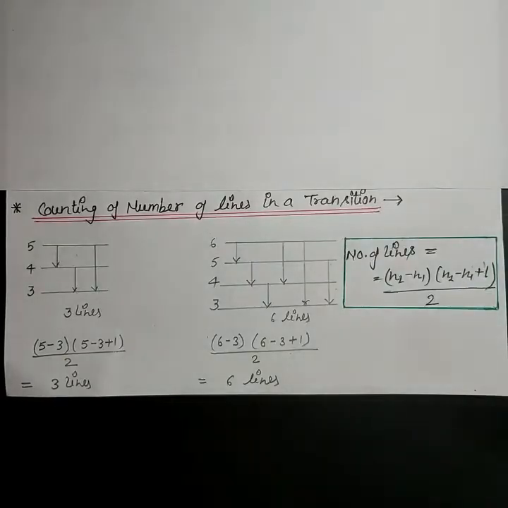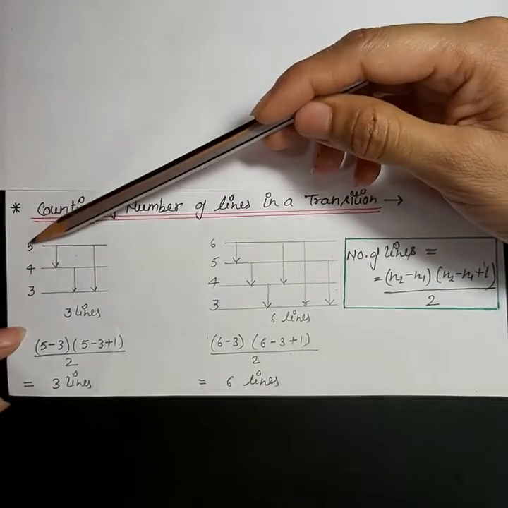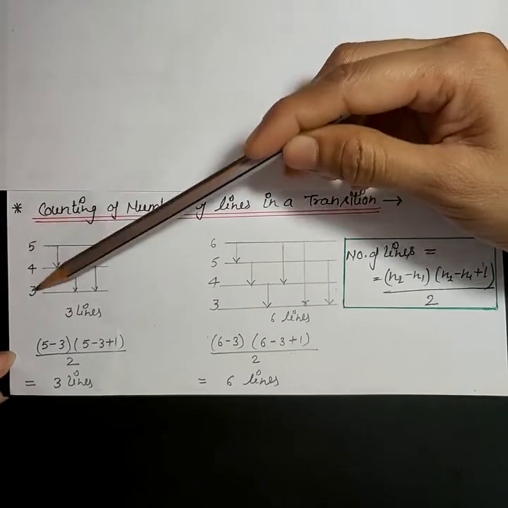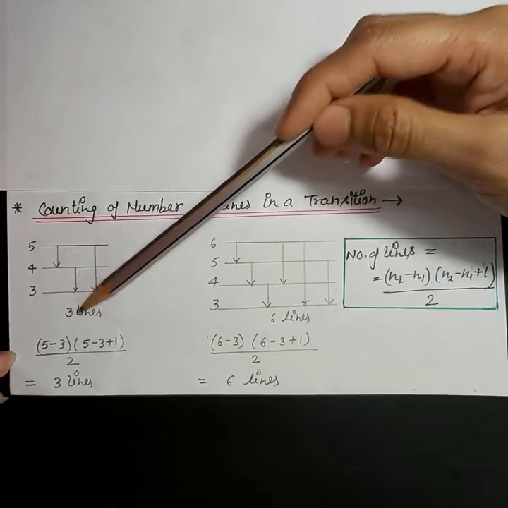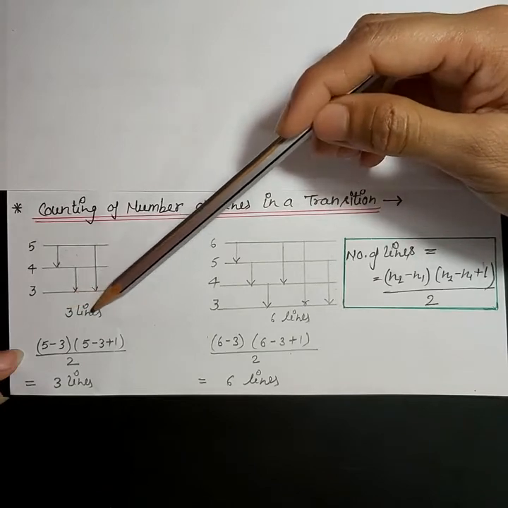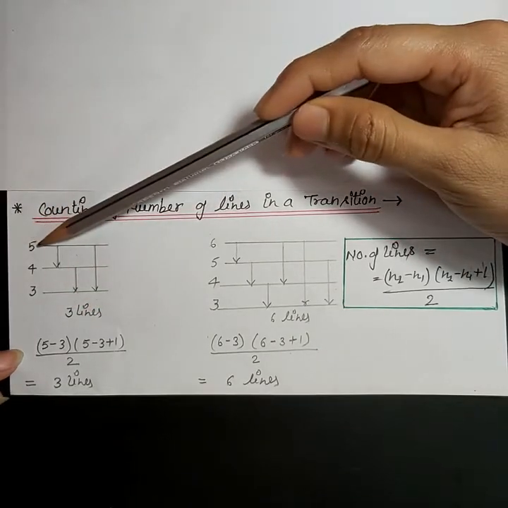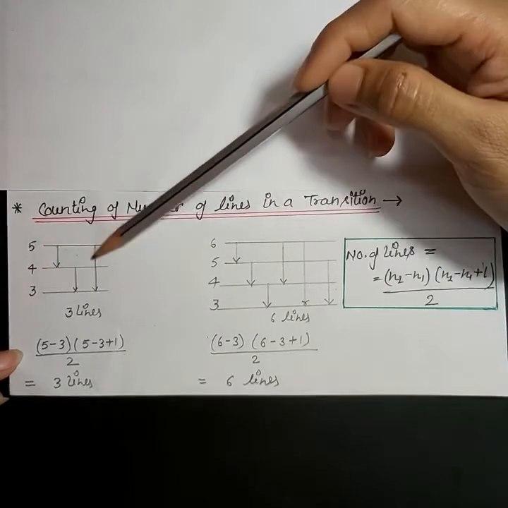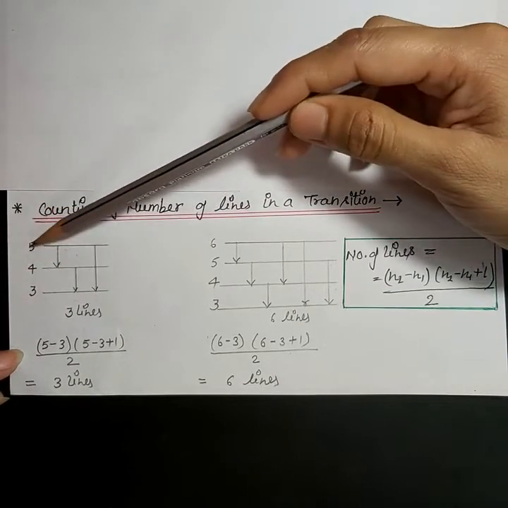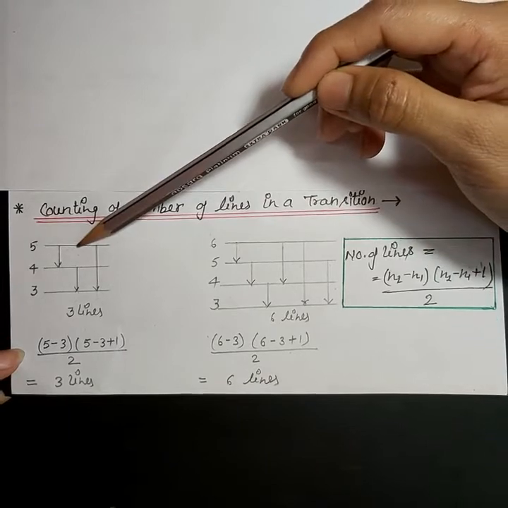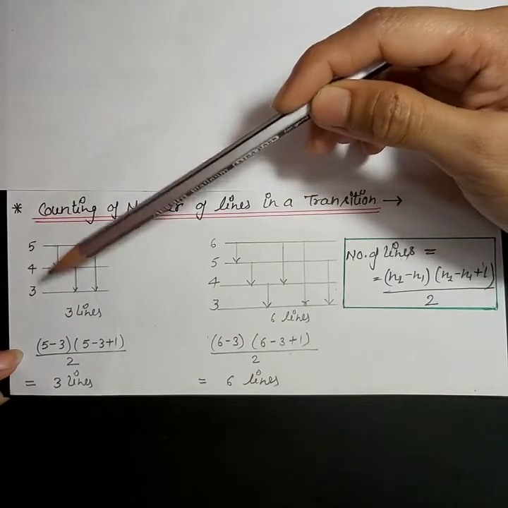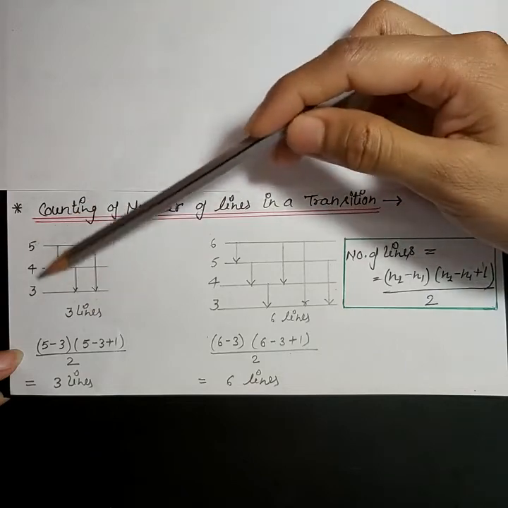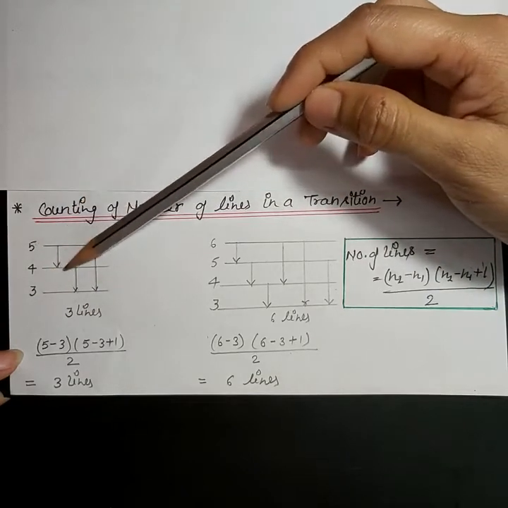So suppose an electron is going from the fifth energy shell to the third energy shell. In this case three lines will be possible. How three lines? Because maybe the electron will go from the fifth shell to the third shell directly, or it will go from the fifth shell to the fourth shell and then the fourth shell to the third shell. So in this case we will have three possibilities or three lines.